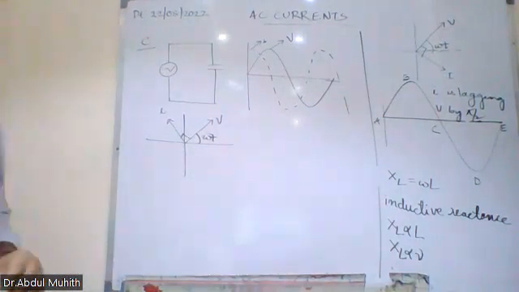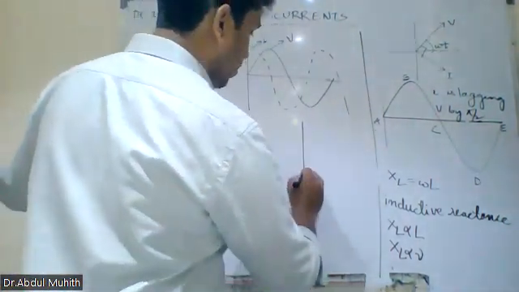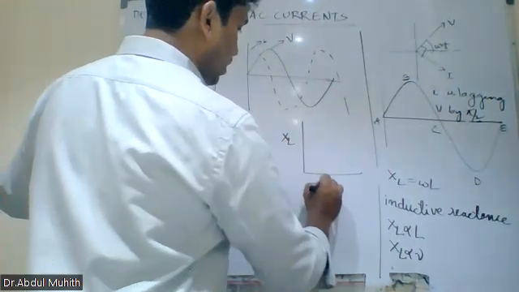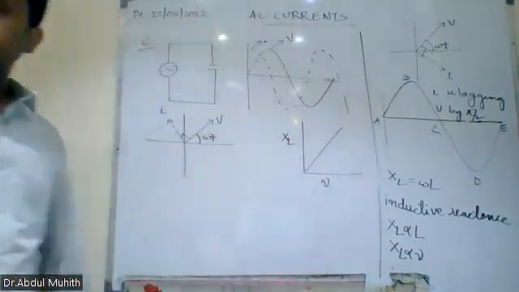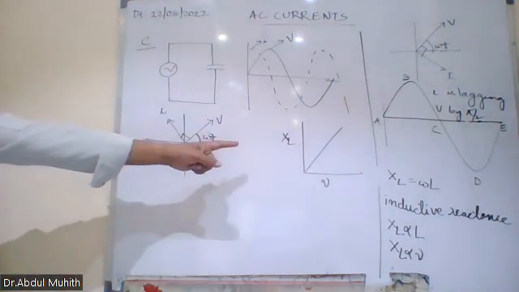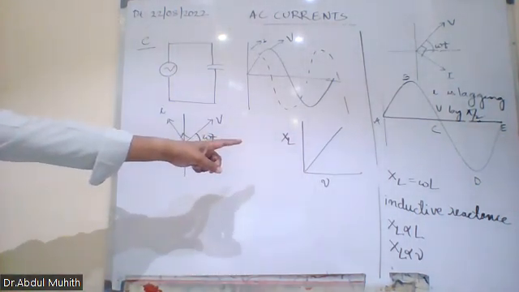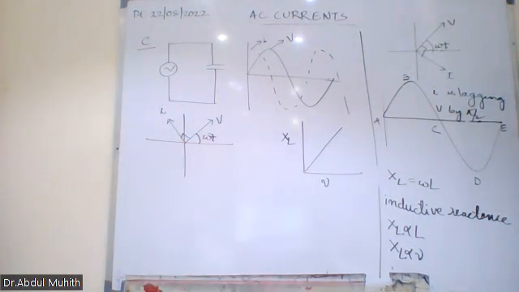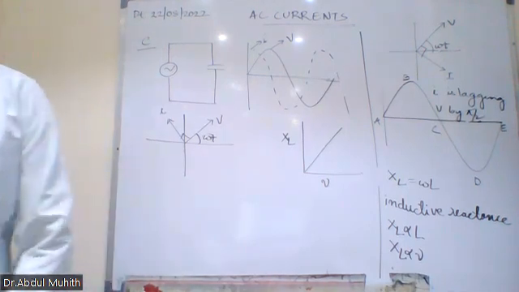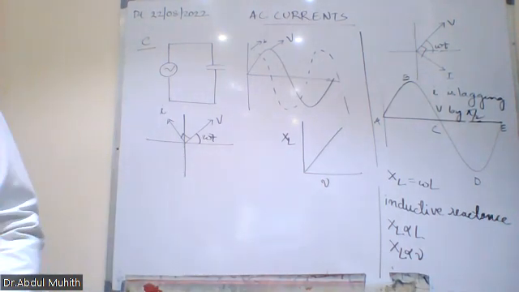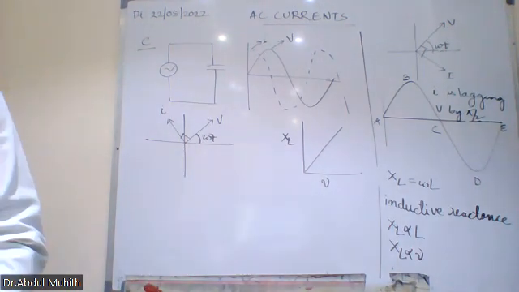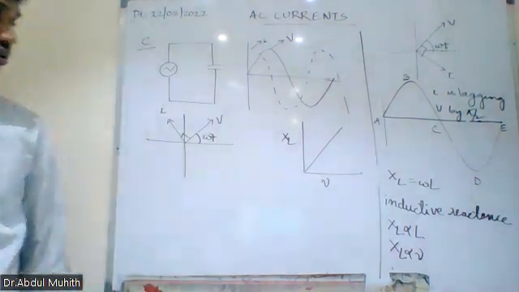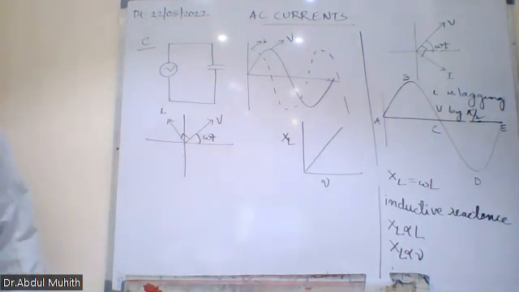Is that clear? Suppose you are drawing a graph; such a graph will be asked in the exam. Suppose this is XL and this is the frequency. It's a straight line. Understood now? If you are plotting a graph for inductive reactance versus the frequency, XL is directly proportional to nu. Is that clear? So, both inductive reactance and capacitive reactance are measured in ohms.